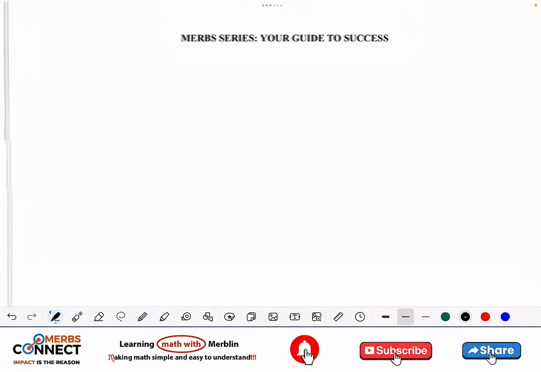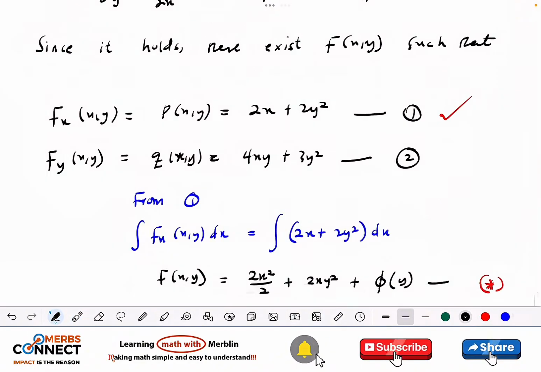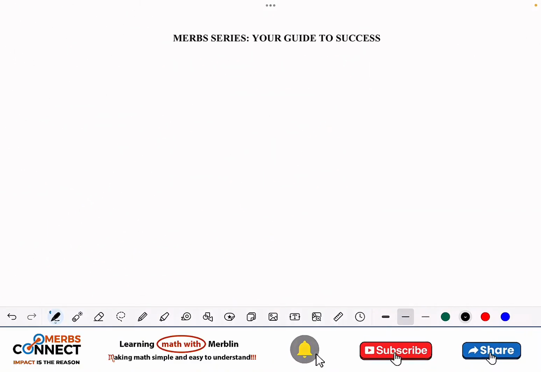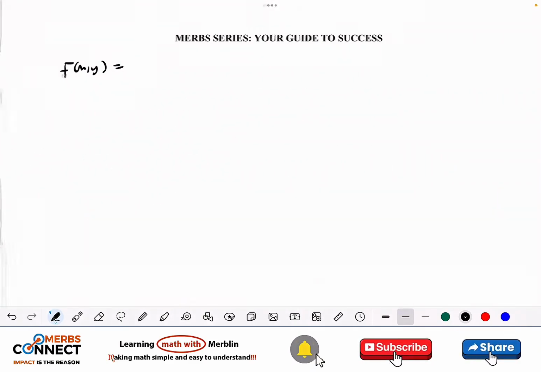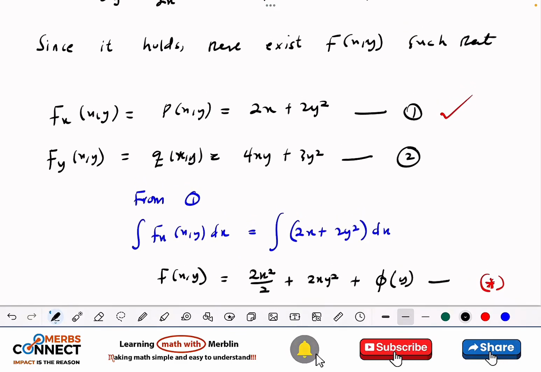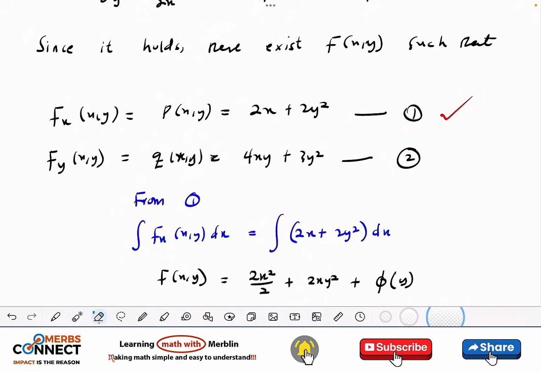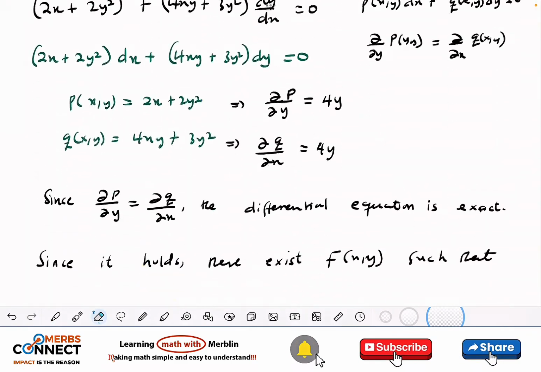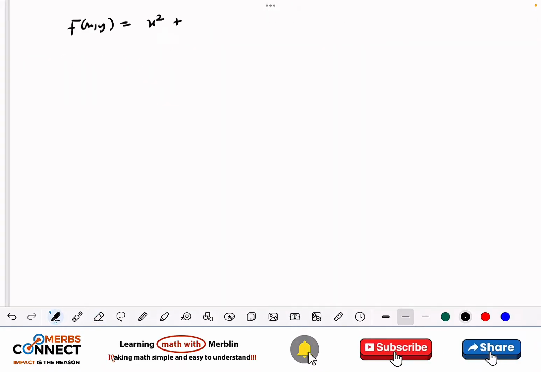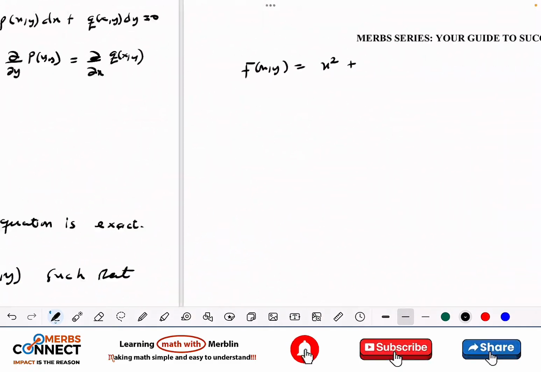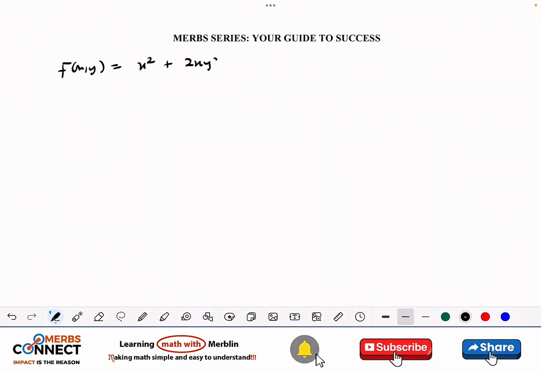So let me write my equation again there so that we can differentiate. So big F of x, y is equal to, what did we get? Okay, so let me simplify that. So 2 cancel 2. So I'm going to have x squared plus 2xy squared plus phi of y. So now this is my equation star.